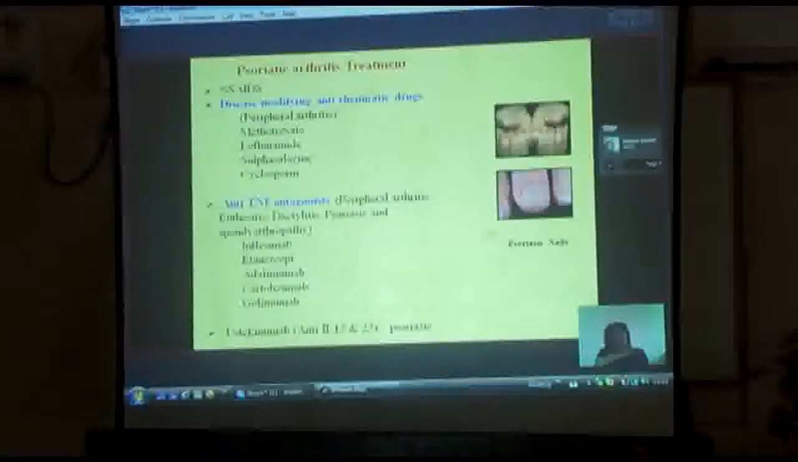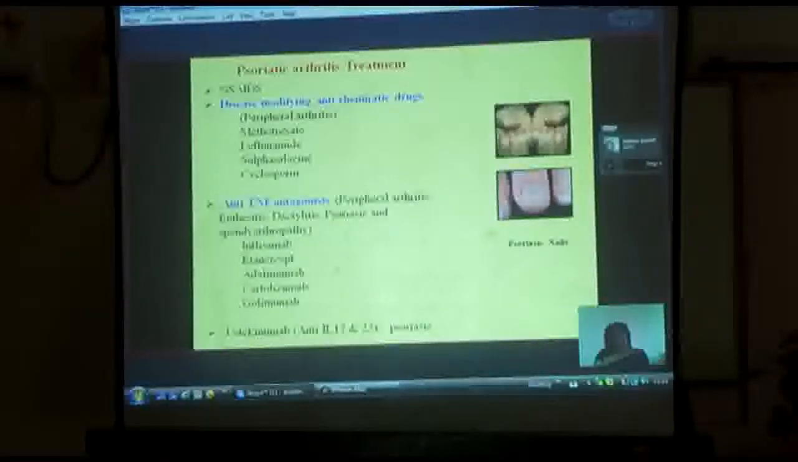Anti-inflammatories are particularly useful for spondyloarthropathies. Disease-modifying drugs are very effective for peripheral arthritis, although they do not have much effect on enthesitis and dactylitis. Again, methotrexate tops the list, and cyclosporin is less commonly used. Coming to anti-TNF antibodies, we use the 5 anti-TNFs: infliximab, etanercept, adalimumab, certolizumab, and golimumab. Ustekinumab is used more by our dermatology colleagues, and more recently it has had a license for psoriatic arthritis.